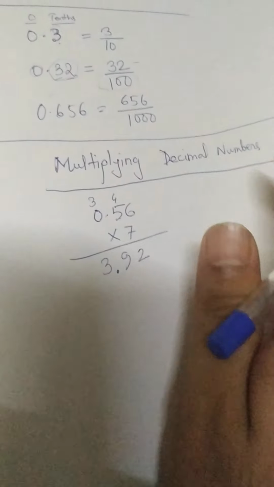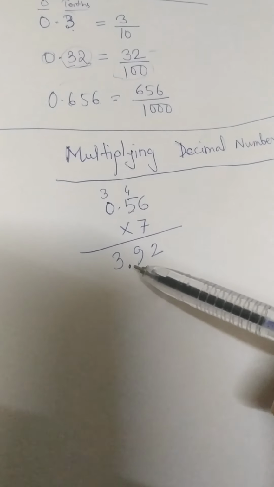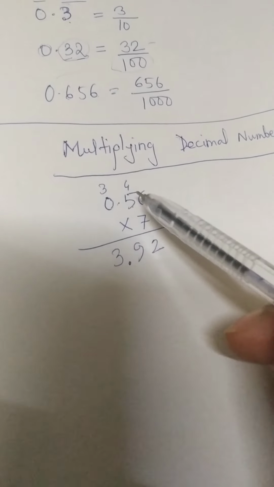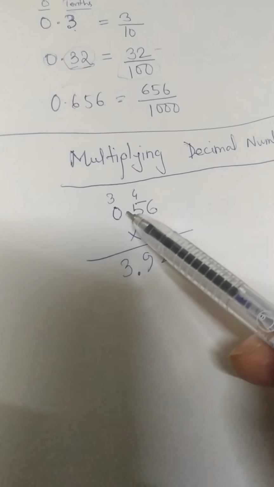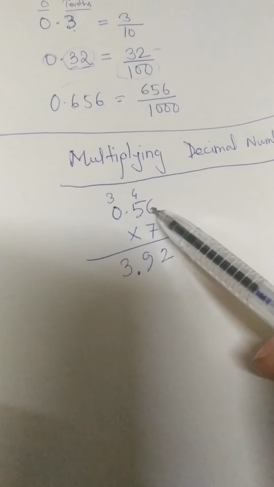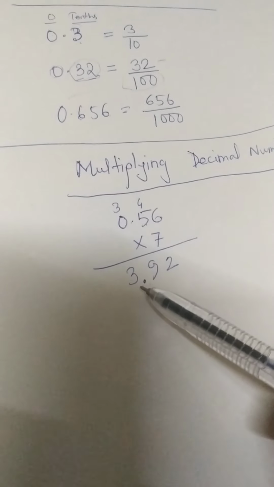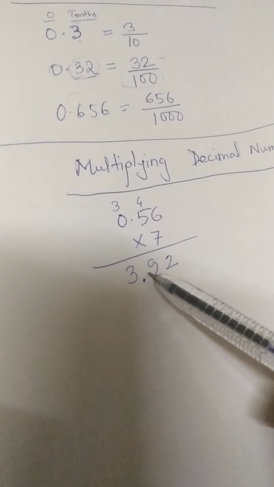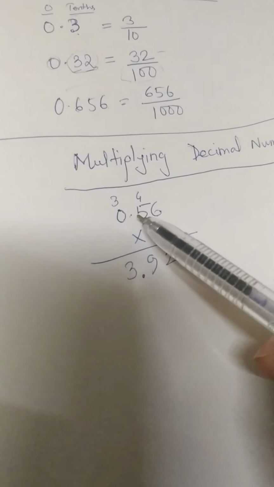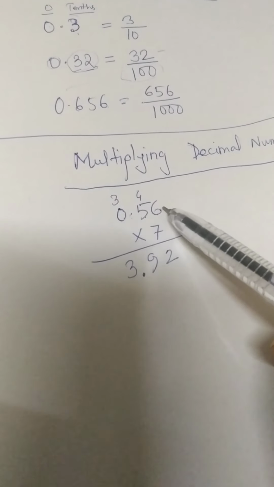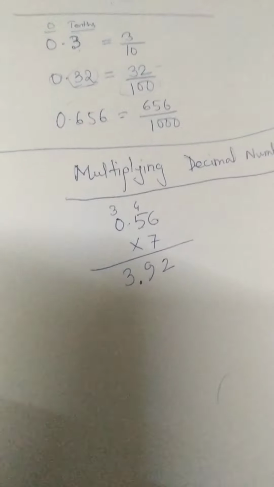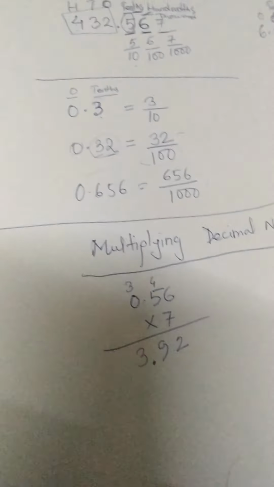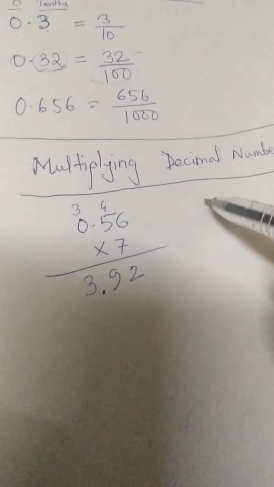We just follow the normal procedure of multiplication first. Next, after the decimal we check how many digits there are, and we place the point in the answer in the same way. For example, in this one, after the decimal there are 2 digits, so in my answer also after the decimal there will be 2 digits. So let's move on to some more multiplications.